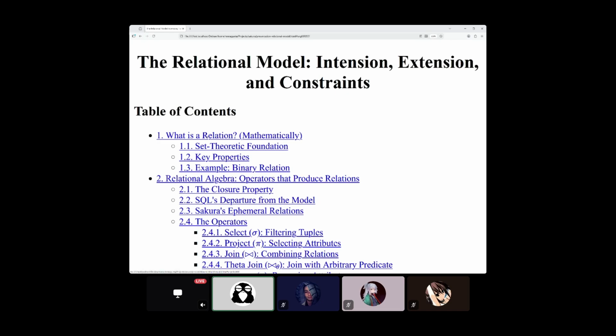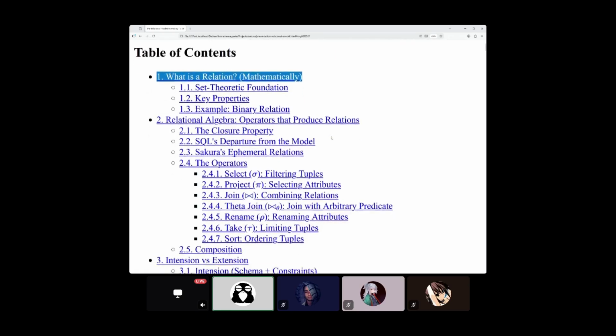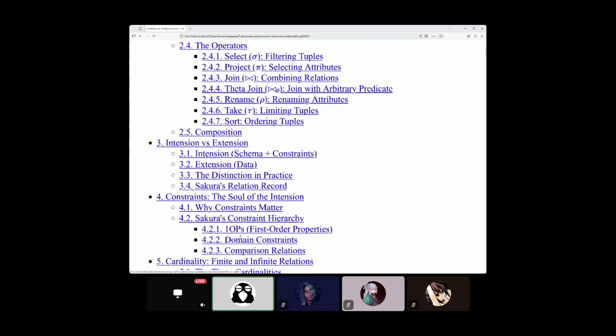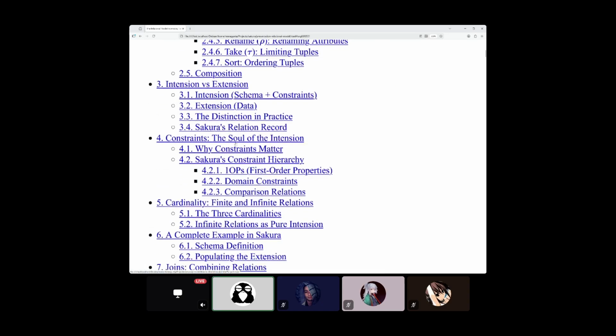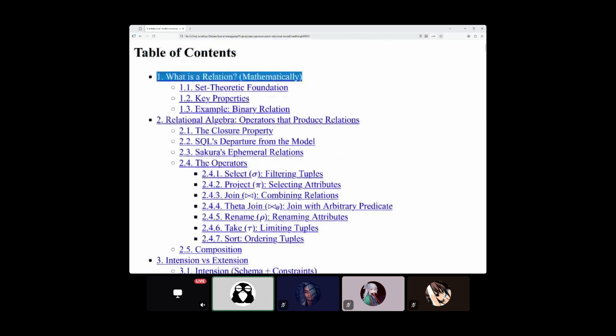That's a topic that, in my experience, a lot of people claim to know, but I think they lack fundamental understanding to say so. And relational algebra operators. So another one of those, and I'm going to make a comparison with SQL, the current implementation, and go over the operators. And if we still have time, I think I will go at least on intention versus extension. And then later on, we're going to go over constraints, cardinality, and all the jazz.